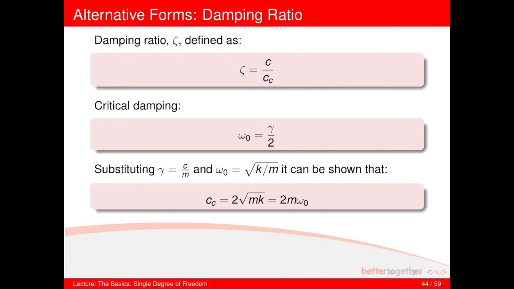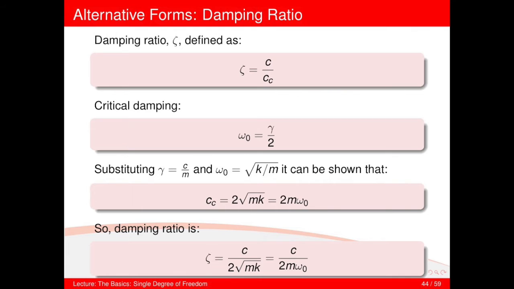And so by knowing that equation, we can plug that in. You know that gamma is C upon m, and omega naught is root k upon m. You can plug those in and it gets the critical damping, which is 2 root mk. And then you can rearrange to get the damping ratio: C divided by 2 root mk.